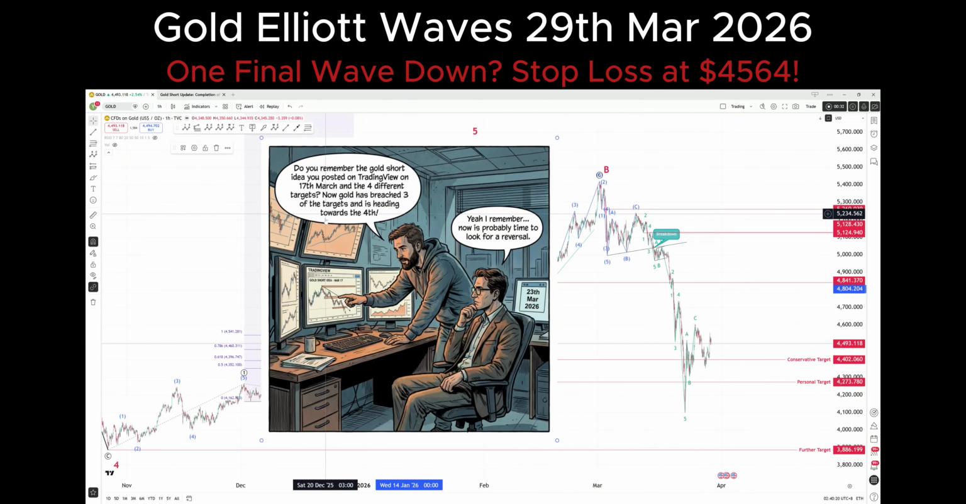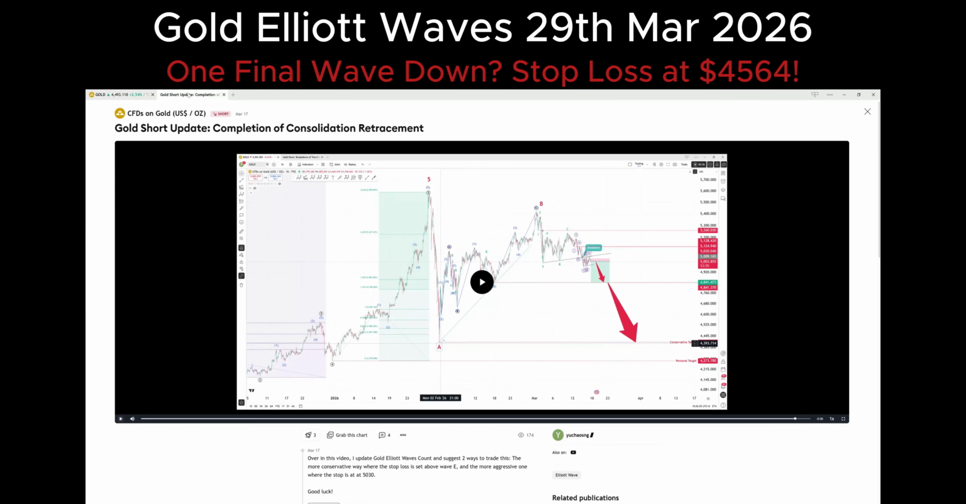So in this little comic, I talk about this idea posted on TradingView on 17 March with four different targets, and it has breached three of them and is heading towards the fourth. So this is the one, two, three, and this is actually the fourth. Over here there's this guy who mentioned this idea on the 17th, and another guy, which apparently is me, says that it's time to look for reversal. So I'm actually looking at this 17 March idea on Gold.